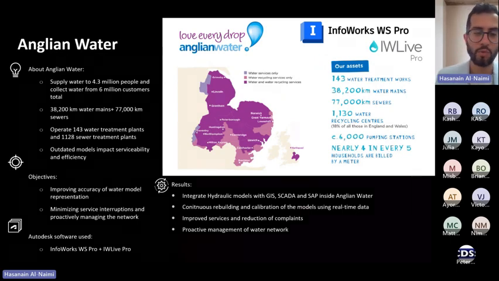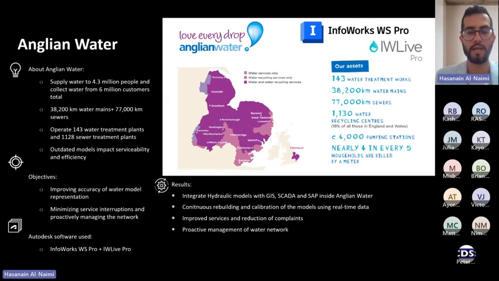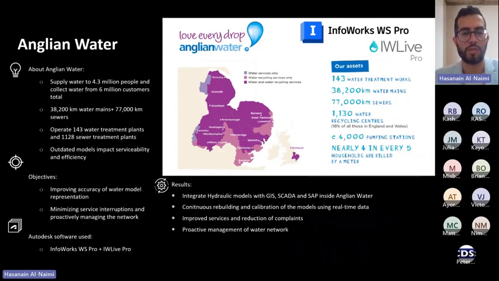Again, they use InfoWorks WS Pro and they use IW Live Pro. They use InfoWorks WS Pro for the offline model. And once they have this offline model, once they have everything calibrated, then they start using the automation. They start to read what's happening in the past and get that warning system of what's happening in the future, and leverage that big data, which I keep repeating, but it is something that we really excel at.